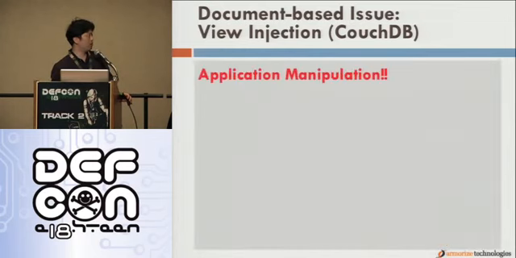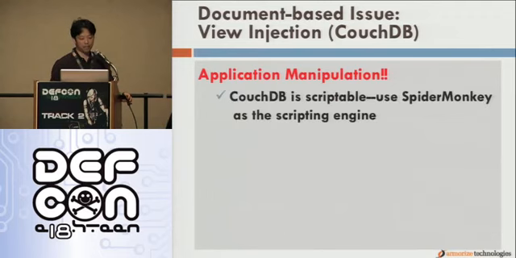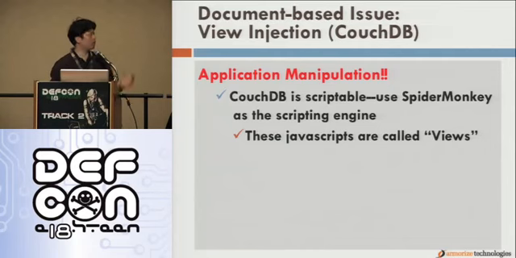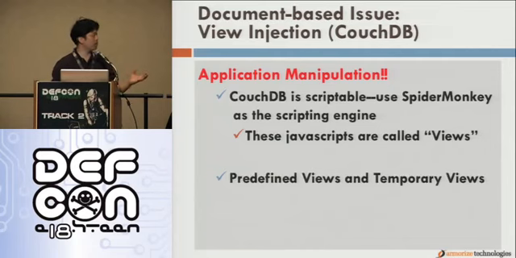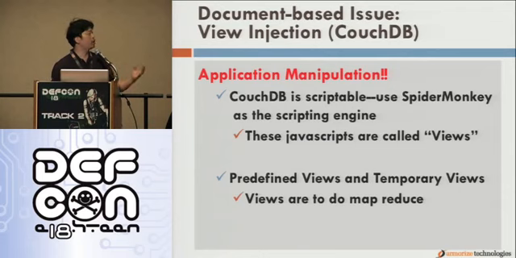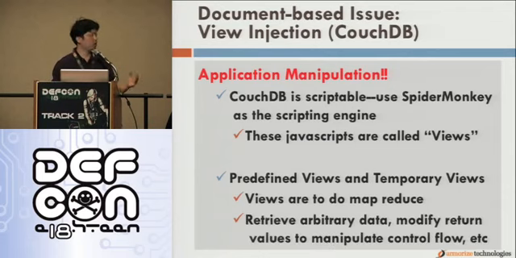Now, view injection, also using CouchDB. View injection allows for application manipulation. CouchDB is scriptable, using SpiderMonkey as the scripting engine. These JavaScripts are called views in CouchDB. There are predefined views and temporary views. Views are basically to do MapReduce using JavaScript, and they're used to retrieve arbitrary data and modify return values to manipulate control flow.